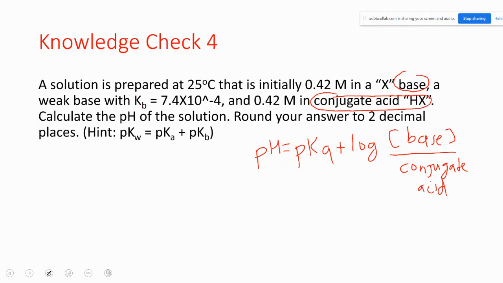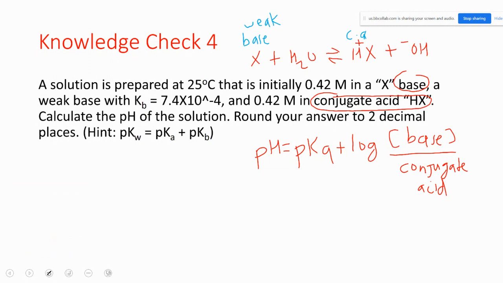Basically, this reaction, where this is a base, is reacting with the water and is in equilibrium with the conjugate acid, plus OH-. I should probably write a plus here because it picks up the H+. Basically, what I'm telling you is that this is your base, and this is your conjugate acid. These are the two things I have to use to find the pH of the solution.